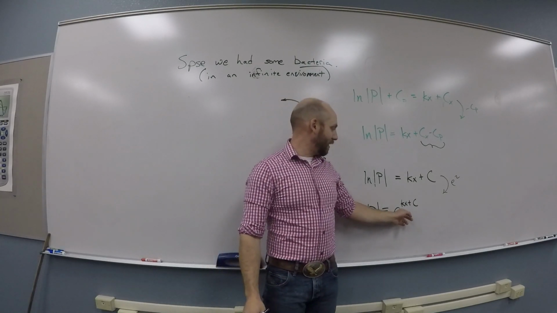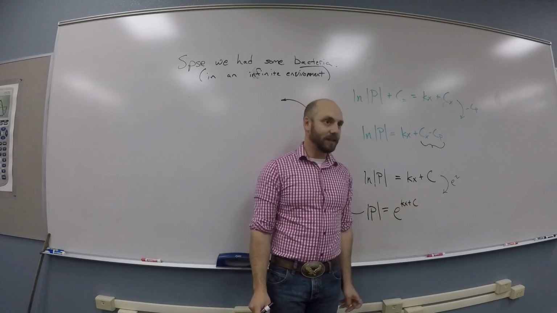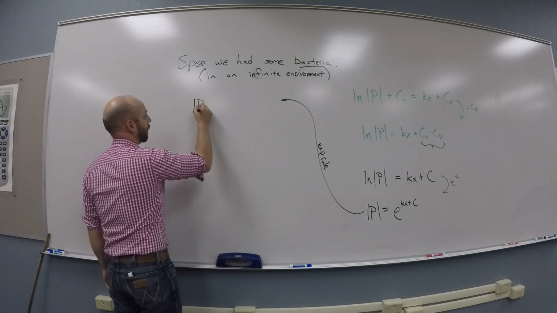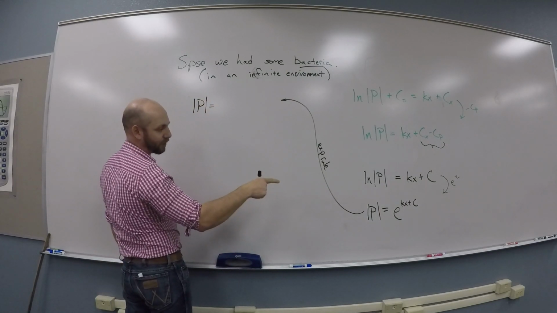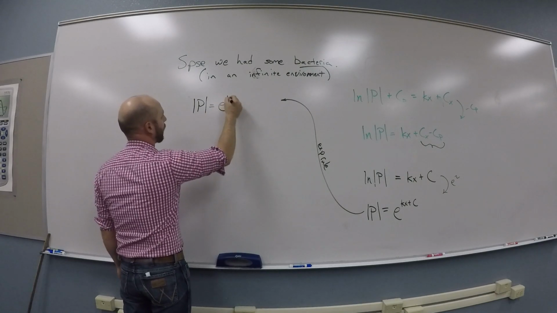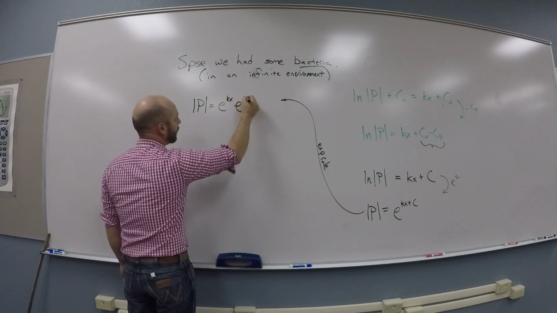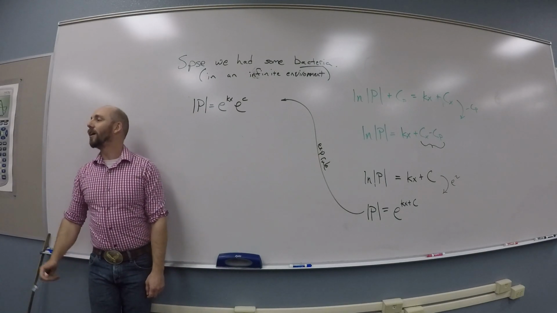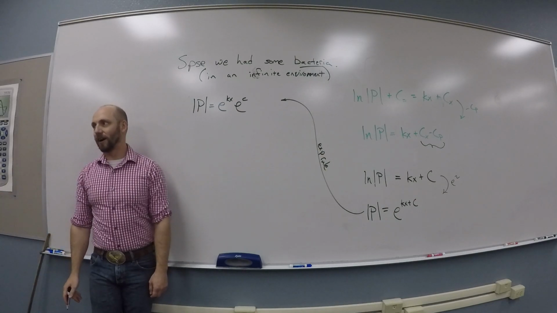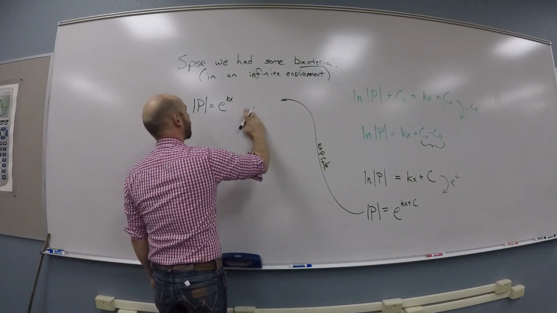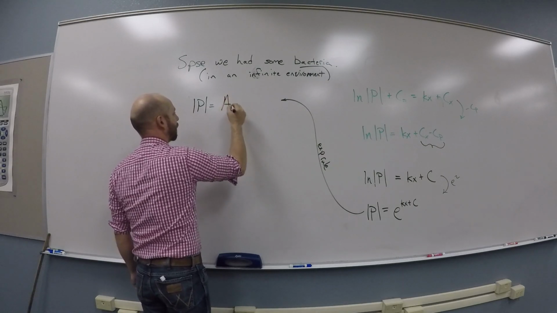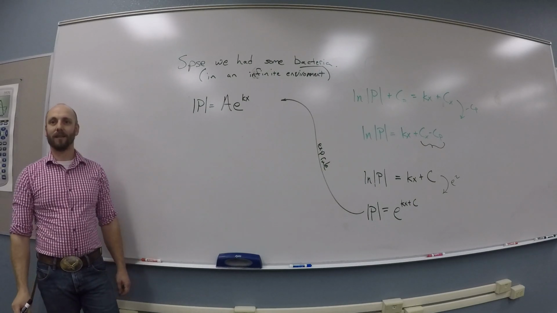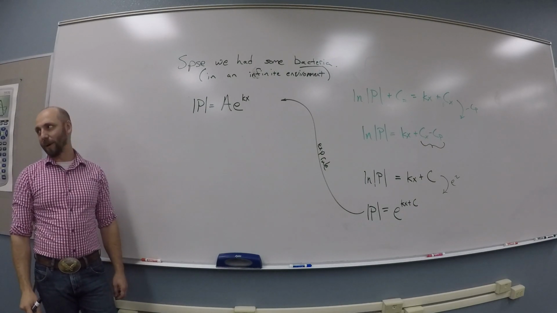Okay, so, exponent rule here. If you have e raised to the kx plus c, you can break that into e raised to the kx times e to the c. So I have the absolute value of p is e to the kx times e to the c. And then e to the c is some other constant, right? So I'm going to relabel that a. So I'm going to relabel this as a e to the kx. e to the c is the initial population.